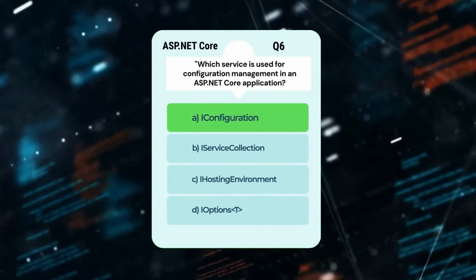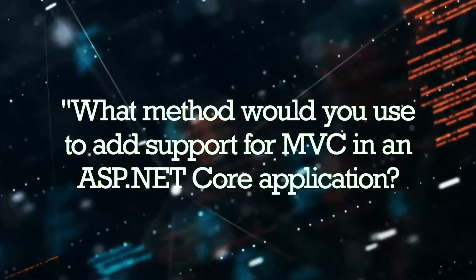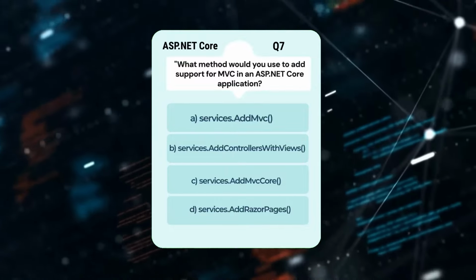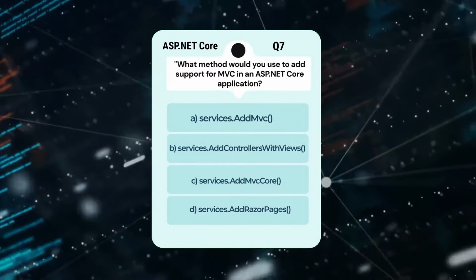Answer: A. What method would you use to add support for MVC in an ASP.NET Core application? Options: A. services.AddMvc B. services.AddControllersWithViews C. services.AddMvcCore D. services.AddRazorPages.